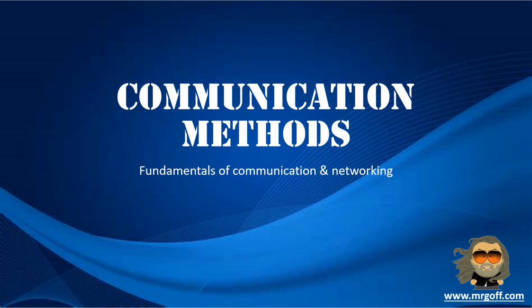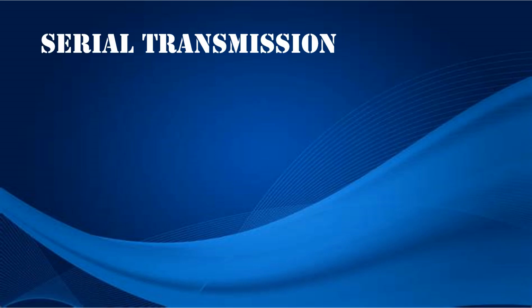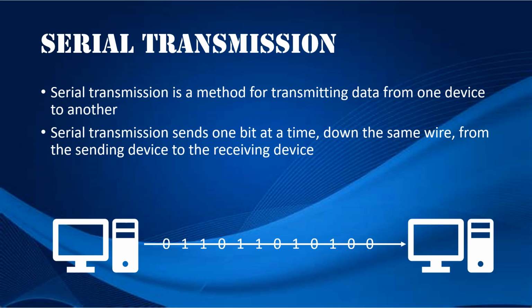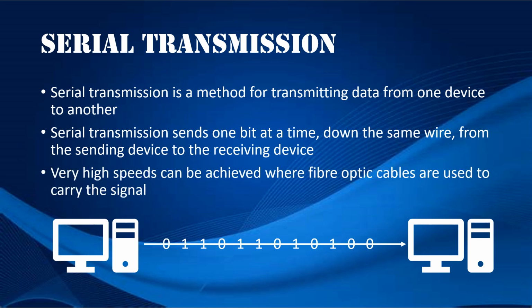This video will focus on communication methods. Serial transmission is a method for transmitting data from one device to another. Serial transmission sends one bit at a time down the same wire from the sending device to the receiving device. Very high speeds can be achieved, particularly where fibre optic cables are used to carry the signal.